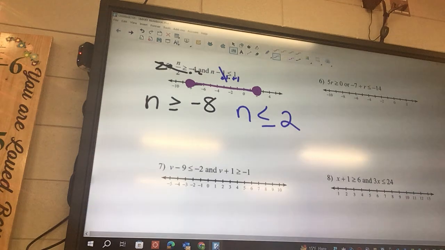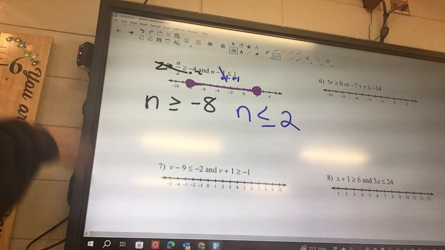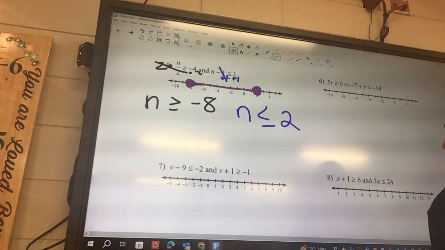Okay, and so ands go in, ors go out. Okay, so again, number 7 is an and. I already know my picture should be pointed in. It should be between negative 5 and 10, and it should have 2 closed dots without even doing anything else.